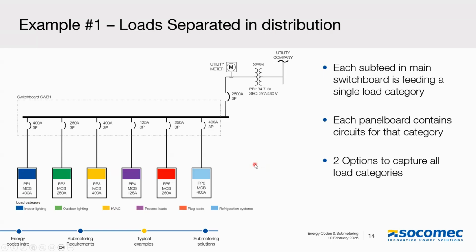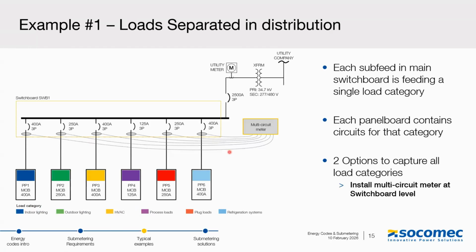So here, if you want to account for all the load categories, it's pretty simple, right? All you need to do is to monitor each individual panel, and you'll know that the panel accounts for the entire load category. So there's two options in this case. You can use a multi-circuit meter at the switchboard level, right? So you go to the electrical room, which will have the switchboard, you have one multi-circuit meter and different sets of CTs that are going to monitor each subfeed breaker. So that's one option, and that concentrates everything into one device.